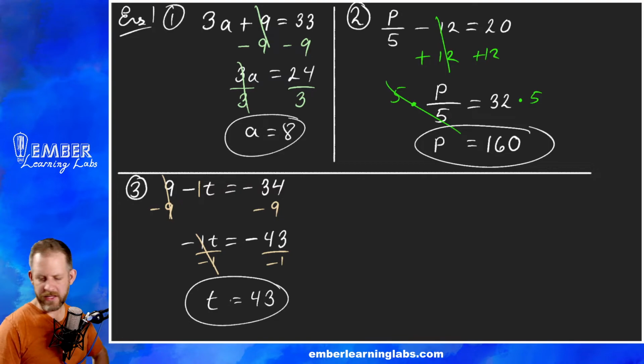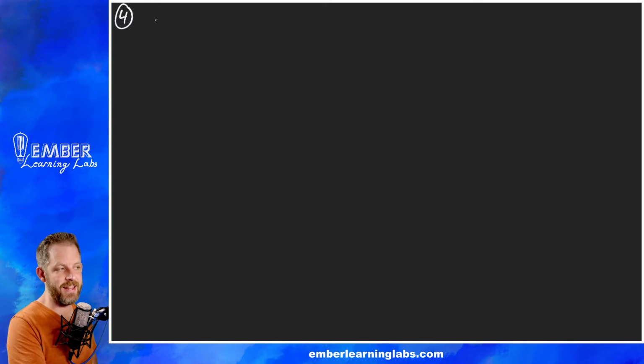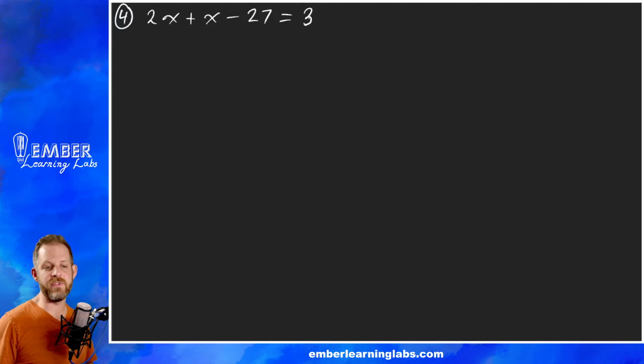All right. Let's do one more example. I think this one's going to take an extra line or so, so I'm going to do it on a new space. Example number 4. This is the one that's a 2-step, but it's kind of a 2.5 step because we're going to do a little bit of cleanup phase. 2x plus x minus 27 equals 3.